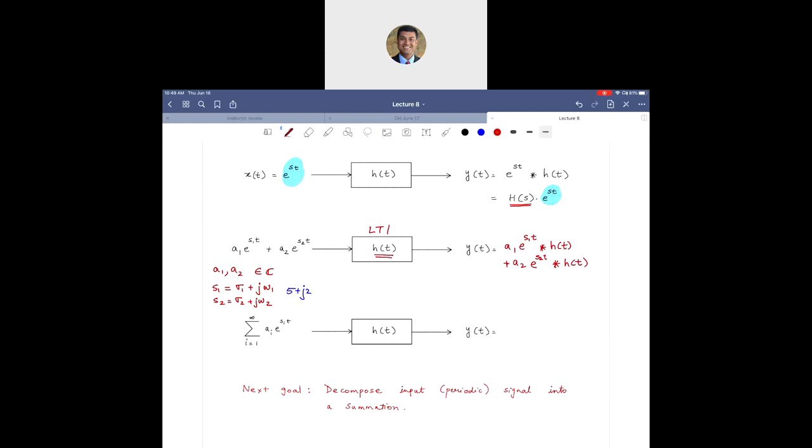Now, by using what we learned for complex exponentials, I can write the first convolution here as A1, which remains as is, times H of s1, which is going to be my eigenvalue, followed by e to the s1 t. So that's going to be my first piece, and the second piece is going to be A2 H of s2 e to the s2 t.